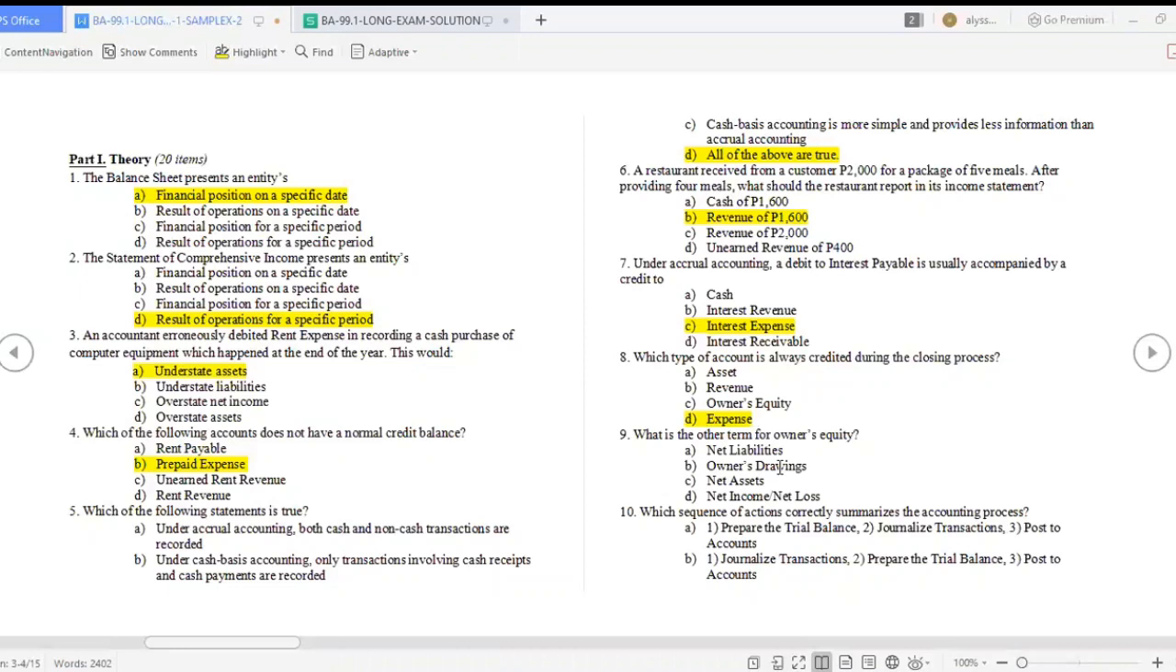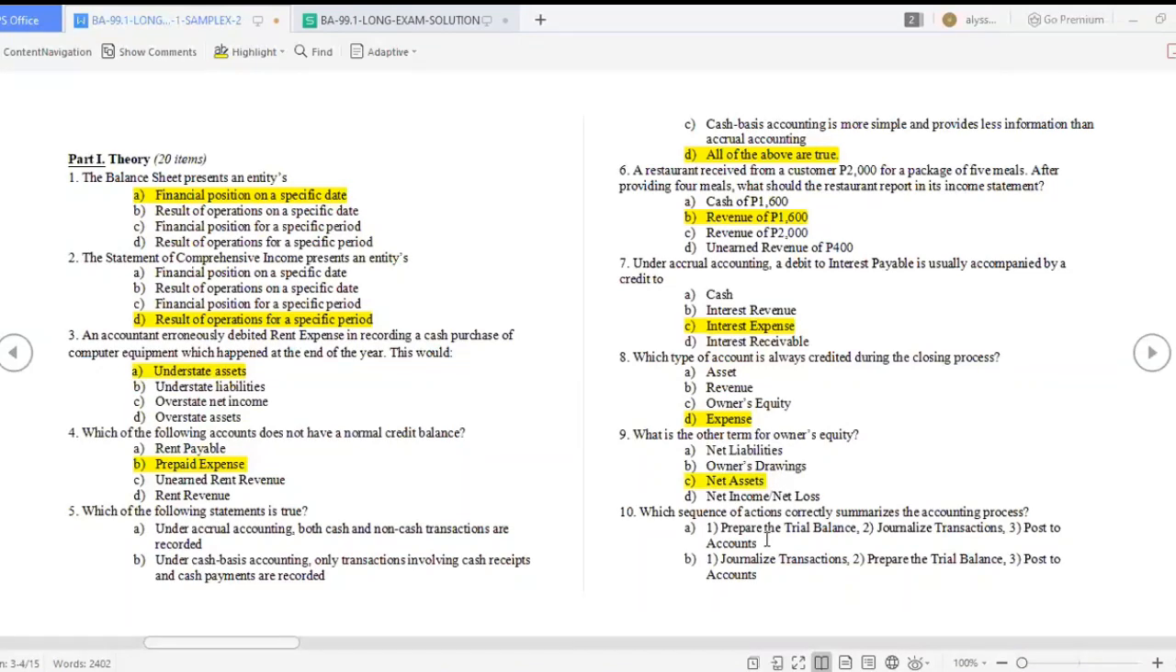Number 9, what is the other term for owner's equity? From what we can recall, owner's equity is assets less liabilities, which can also be called net assets. The correct answer is letter C.